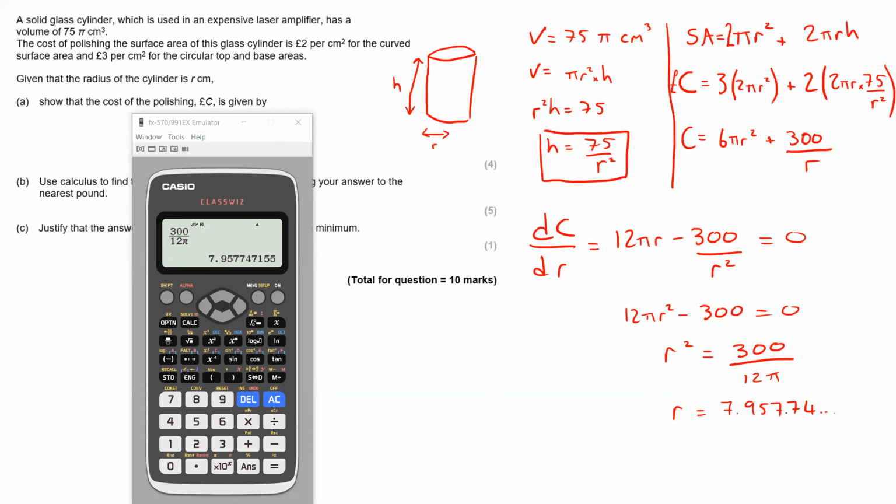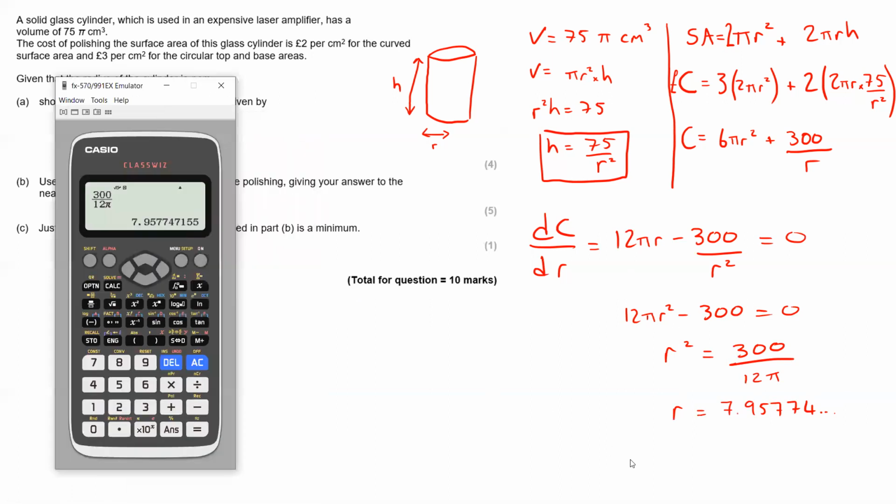Dot, dot, dot, dot. So that's my radius here. It's asking us actually to find the cost though. So the cost itself, we need to use that radius. So using that, I'm going to put it back into my C formula. So I'm going to put 6 pi ans squared. So remember my ans is that value, plus 300 divided by ans. And then it equals, and we get that, that's the cost.